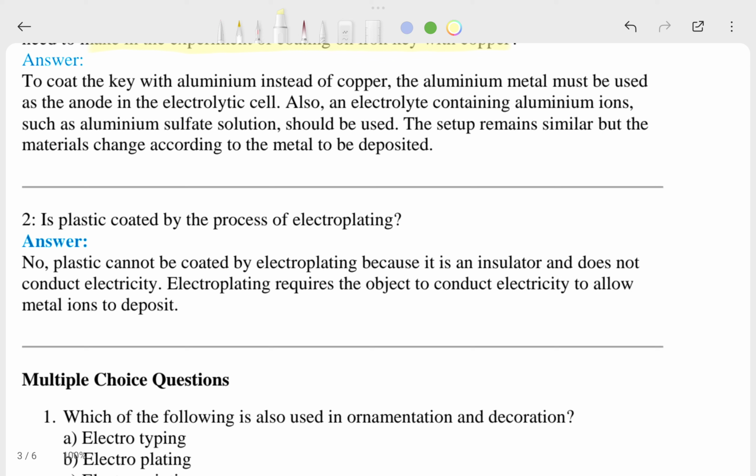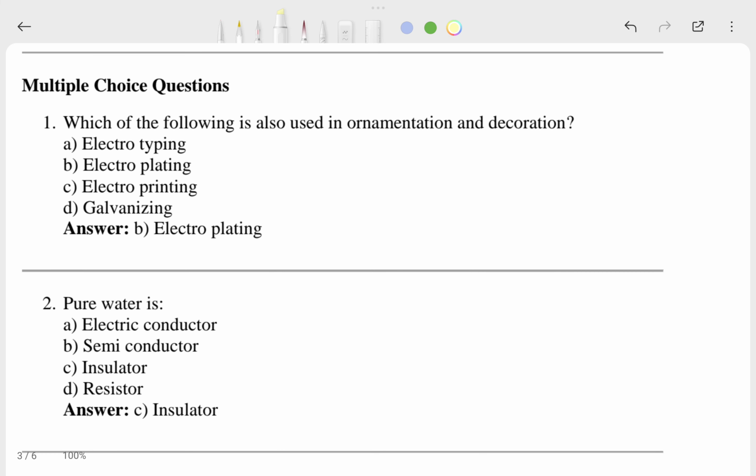Is plastic coated by the process of electroplating? So you have to tell whether plastic can be coated in that. You have to tell about that. Then after that we will talk about the multiple choice questions.